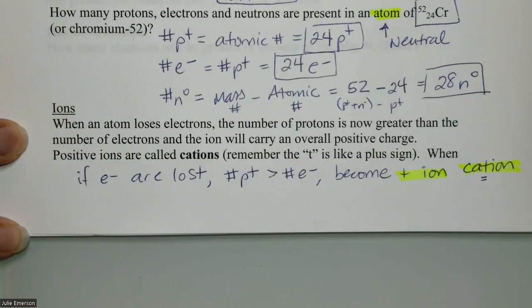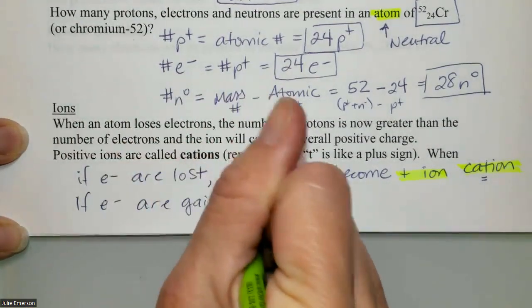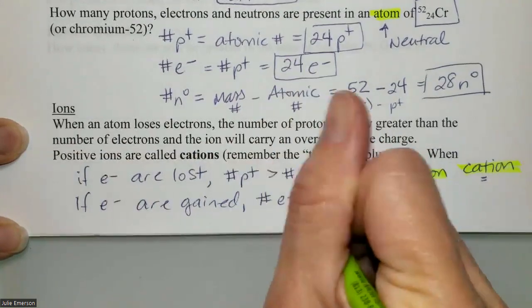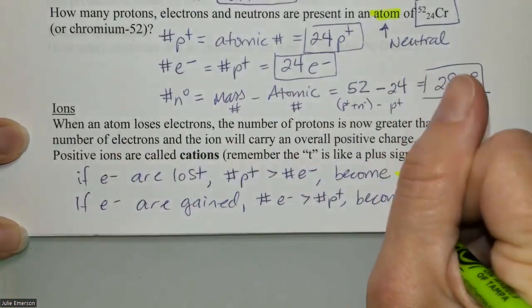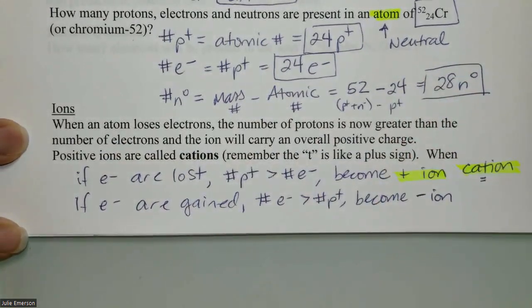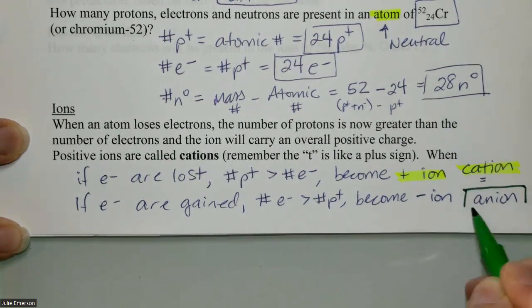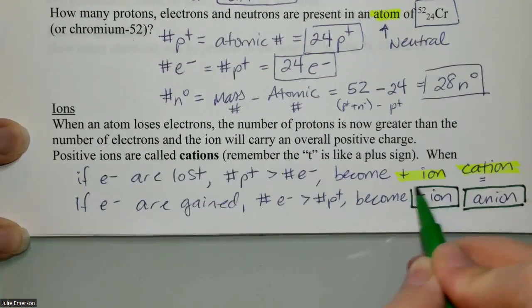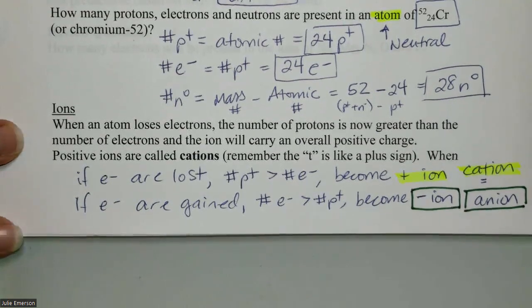So then the opposite is true. If electrons are gained, then your number of electrons is greater than your number of protons. And that means you now become overall a negative ion. And the name for that is an anion, which to me always looked like it was short for a negative ion. I've never had any verification that that's actually where that comes from, but that to me is what it looks like. All right, so a negative ion is an anion.